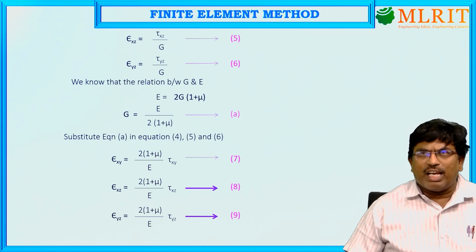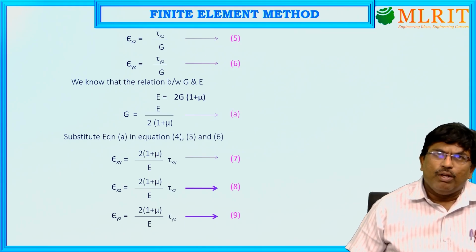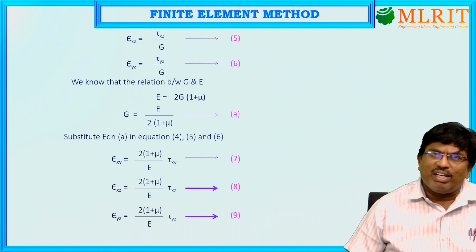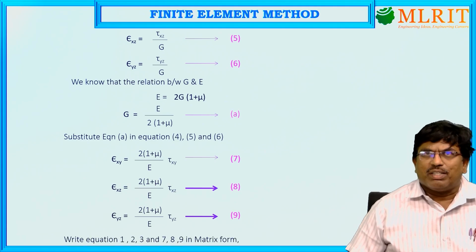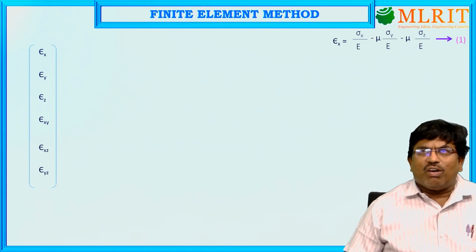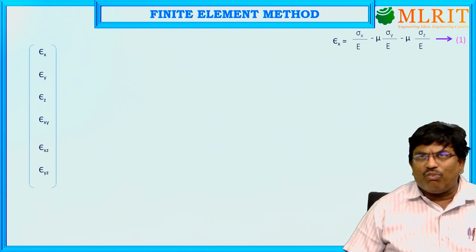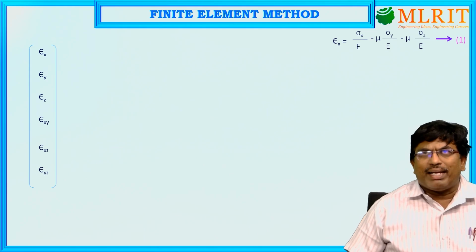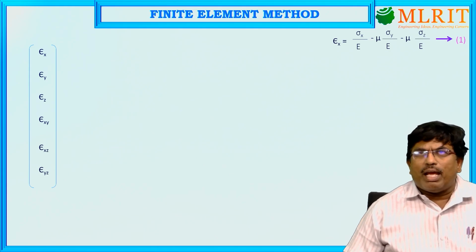What the normal strain is and what the shear strain is, we discussed in the first class. Now write equations 4, 5, 6, 7, 8, 9 in matrix form, and then we will get the relation between strain and stress. So to find the relation between strain and stress, write the equations in matrix form. Suppose we have epsilon x.